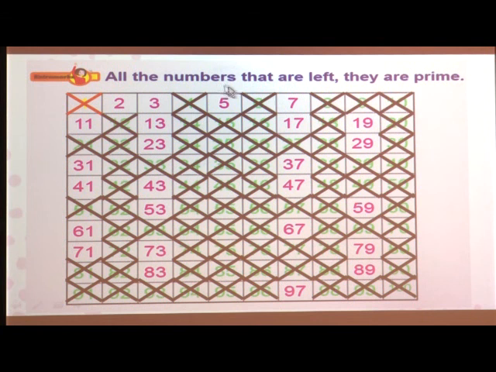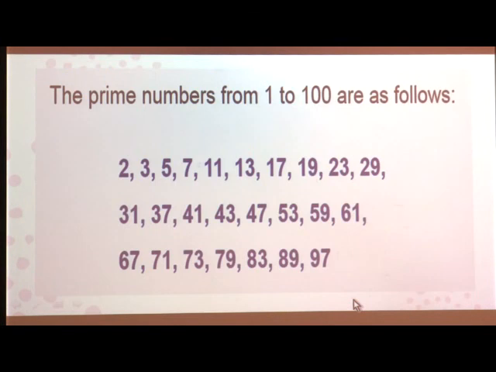Now you can see a few numbers that are left which we have not crossed. Those numbers which are left are prime numbers. So the prime numbers from 1 to 100 are as follows.